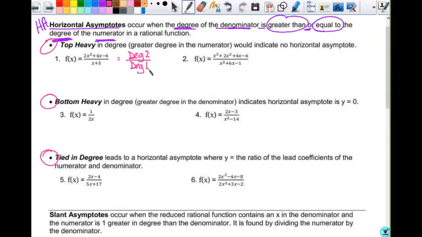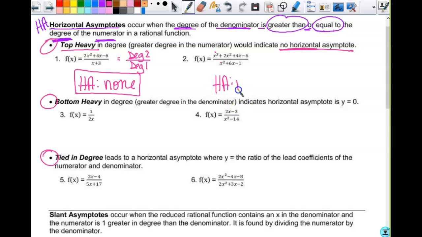The degree in the numerator is larger. Well, this says that horizontal asymptotes occur when the degree of the denominator is greater than or equal to. Well, it's not greater than or equal to, so guess what? For my horizontal asymptote, I have none. And that's what it says right here. If it's top-heavy in degree, greater degree in the numerator would indicate no horizontal asymptote. So when I look at number 2, I have a degree 3 over degree 2. It's top-heavy. So for the horizontal asymptote, it's none. Like, I still have to answer the question, even though there isn't any, but it's none.